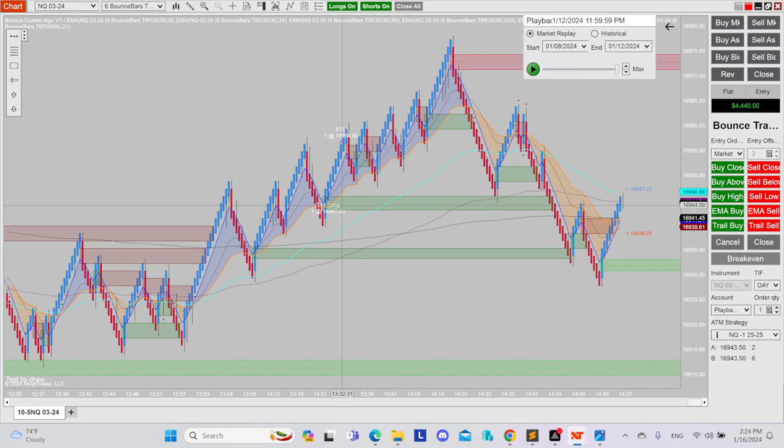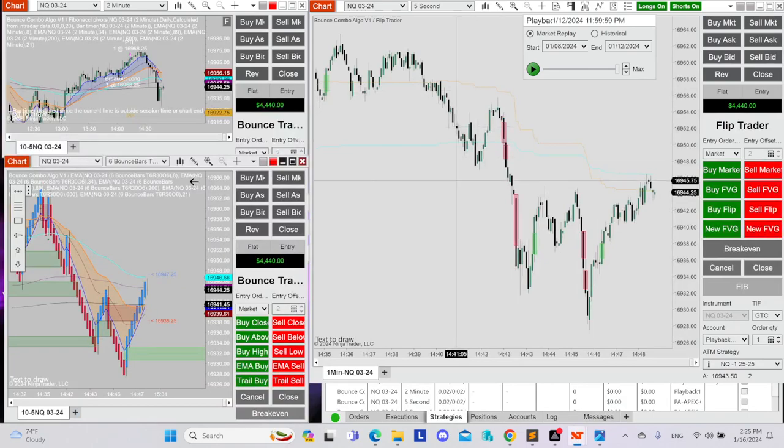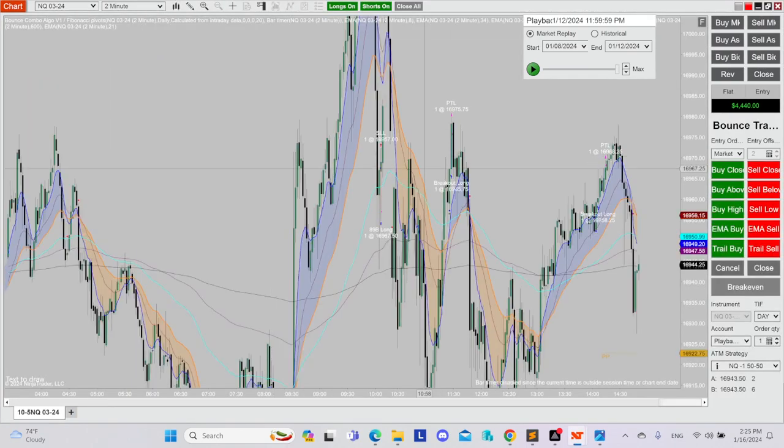Now these green bars and red bars are coming from an imbalance indicator, which is not used in this strategy. So you don't need this indicator. It's just something that I like to have. And let's go to this screen.